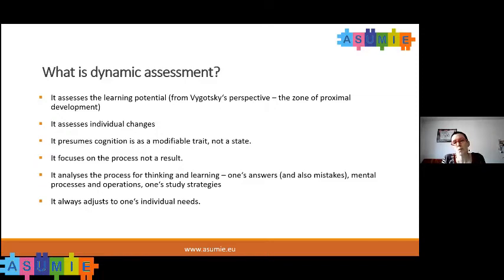So this is the very brief way to explain what dynamic assessment is. I know that some of you are very well familiar with dynamic assessment. So maybe I'll just stop sharing for a while. And is there anyone who wants to add anything or ask anything? Maybe I have omitted some of the important aspects of dynamic assessment. No questions, no comments.